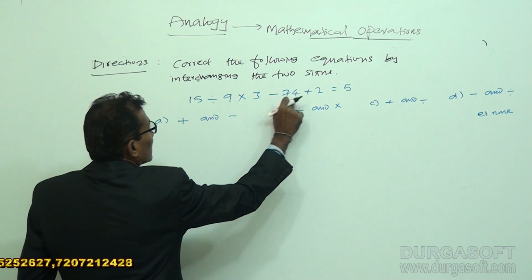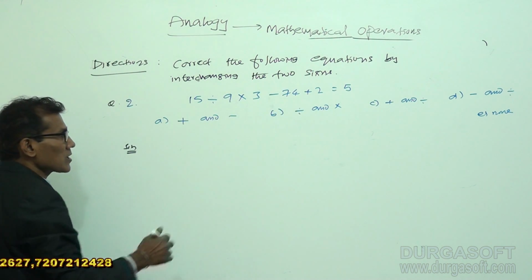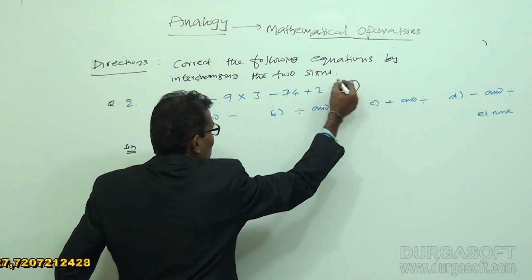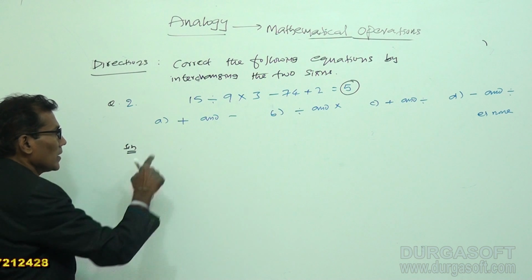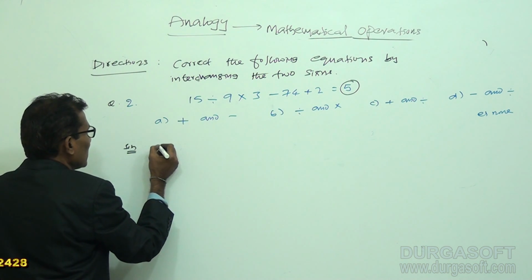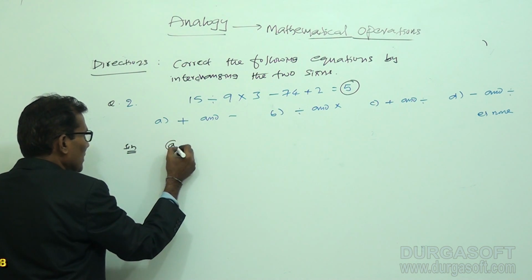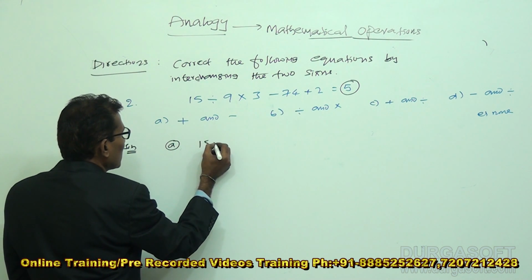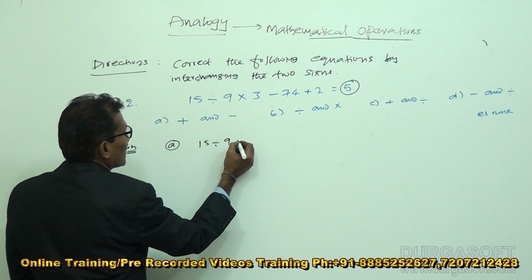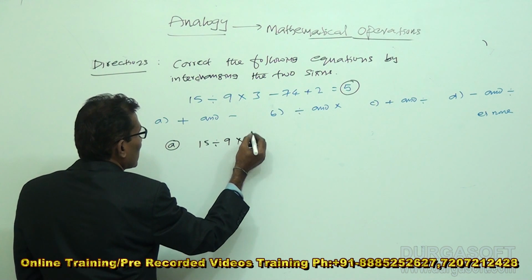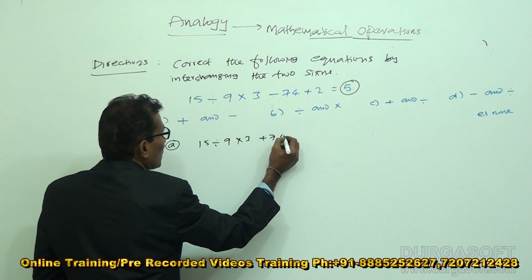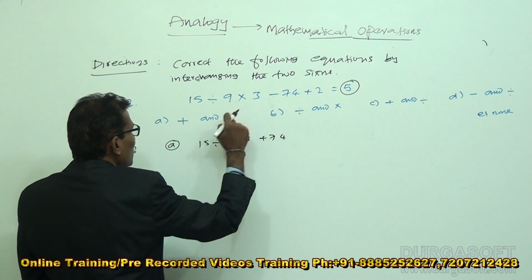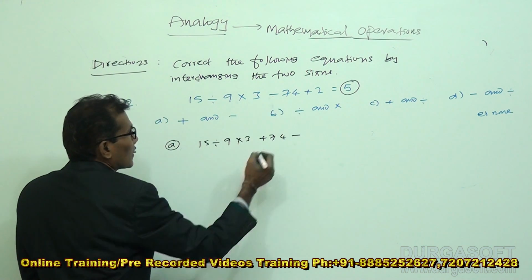This is a given expression which must be equal to 5. 5 should be in our mind. Now we are going to interchange plus and minus according to option A. So 15, we are cross checking with option A. So it is 15 divided by 9 into 3. Here minus should be changed into plus. So plus 74, and plus should be changed to minus, and 2.